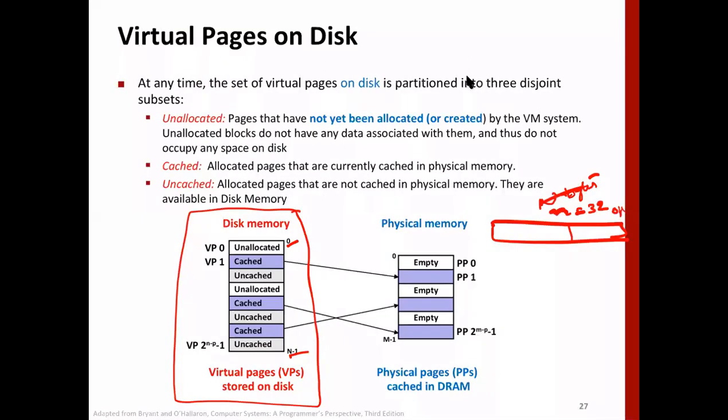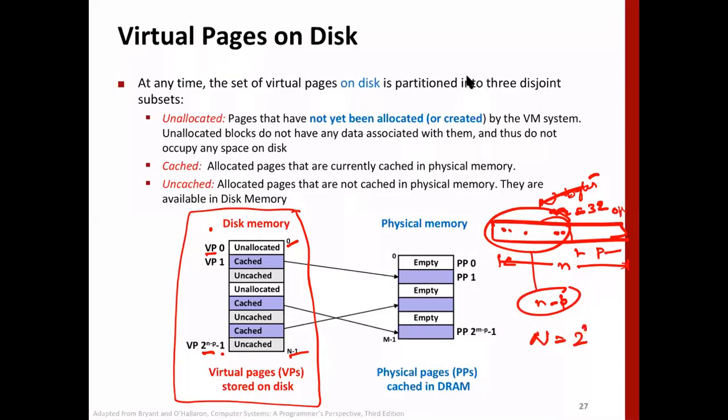We show this using p bits. So there are overall n bits in a virtual address, and p bits for the page offset. The rest is n minus p bits, which are used to represent pages. So now we have VP0 to VP 2 raised to the power n minus p minus 1.